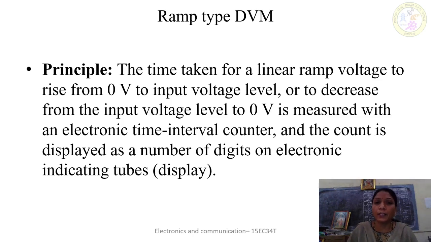So either it is a DC or it is an AC, it is measured by using a ramp type DVM. Here the ramp signal is measured. So how does it measure and how does it display? Let us study in detail about this ramp type DVM.